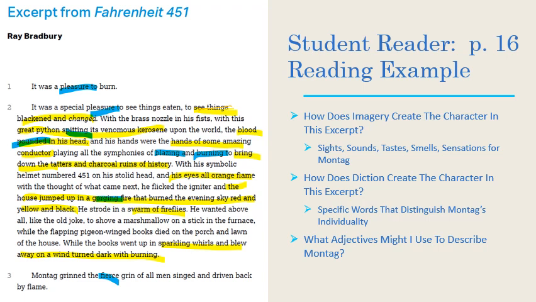Now the question is, what does that all have to do with character? I'm going to have to go back through and kind of say, are these images telling me about the character? Are these diction choices telling me about the character? But it at least gives me something to think about as I'm trying to determine, how does the imagery create the character in the excerpt? How does the diction create the character in the excerpt? And then going forward, how would I describe this character? So I'm really noticing a lot of imagery and diction. Now I have to really think about how it applies to the character.